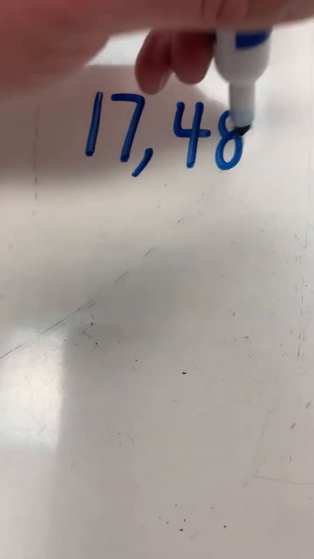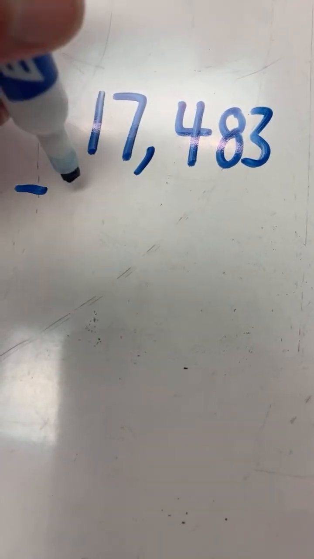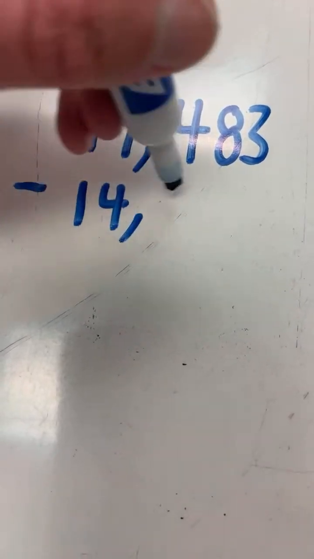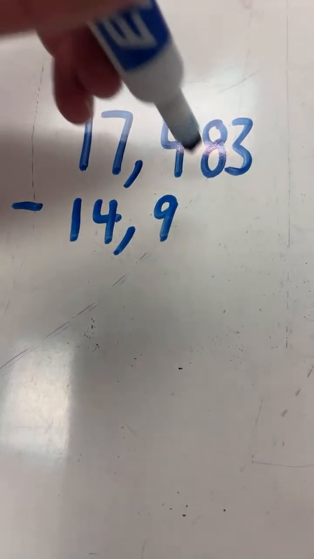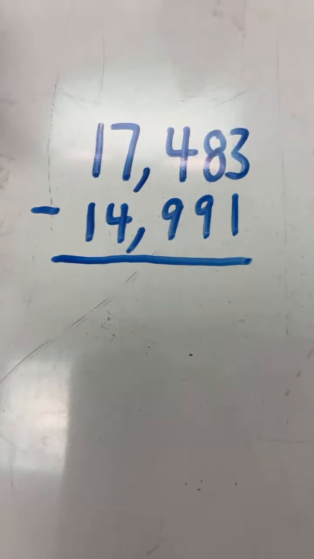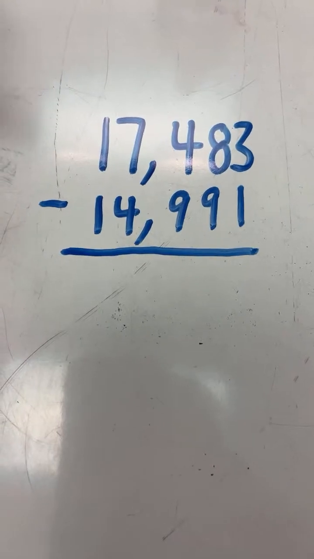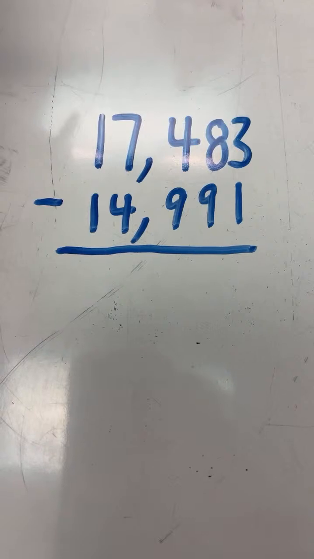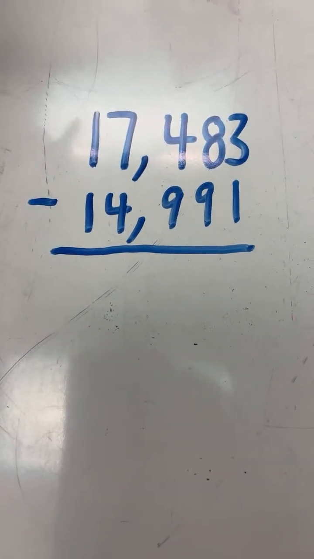All right, 17,483 minus 14,991. The first step with any subtraction problem before you do any subtraction is always see if regrouping is needed. See if regrouping is needed, and if it is needed, do all of your regrouping before you do any subtraction.